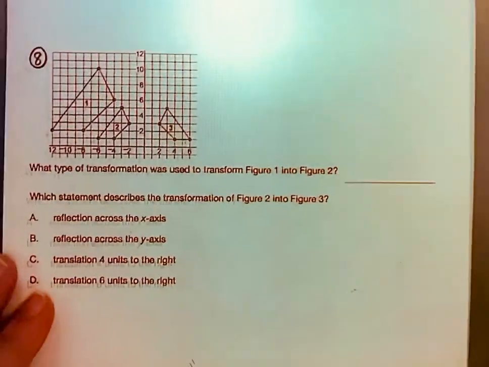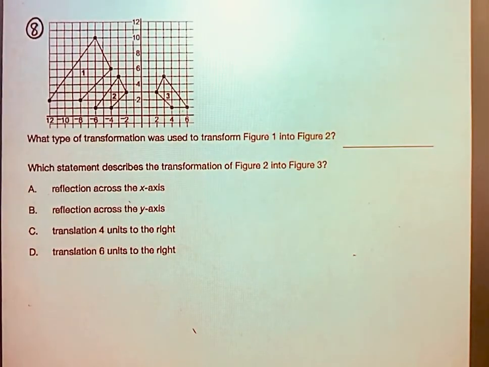All right, this is a two-part question coming up. I want you to press pause and try that one on your own.